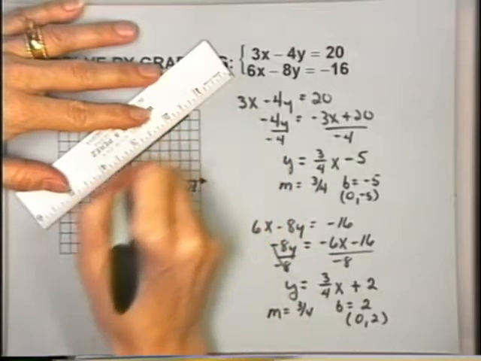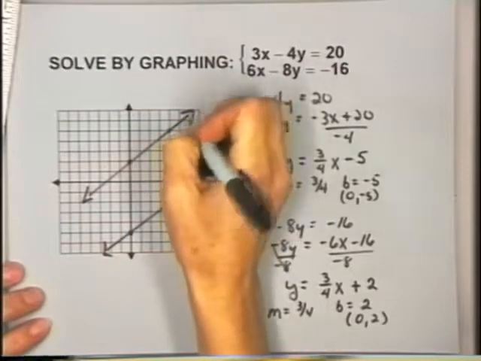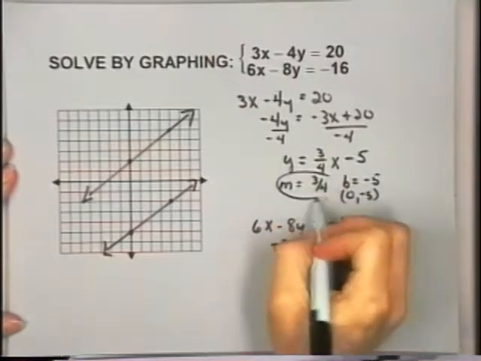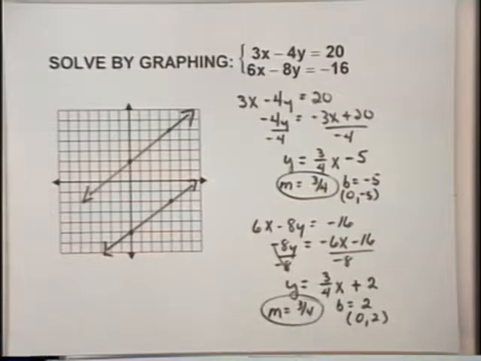Do you see, of course, what is happening? These lines are parallel, aren't they? How can I know that they're parallel? Look at these slopes. Isn't it true that if two lines have the same slope, then they are parallel?